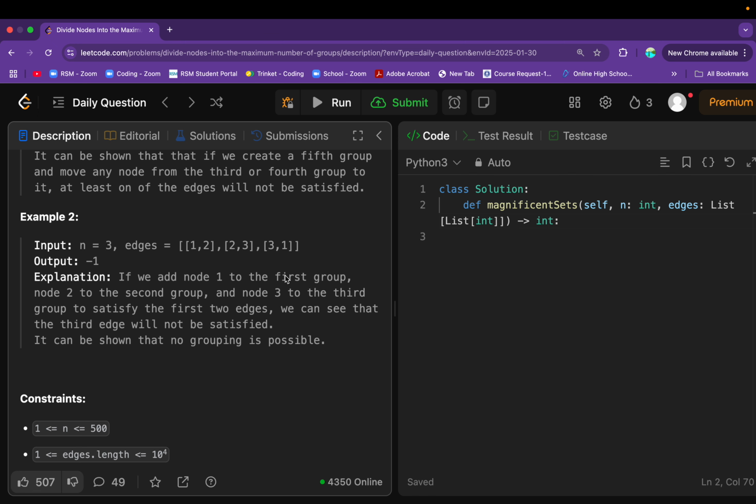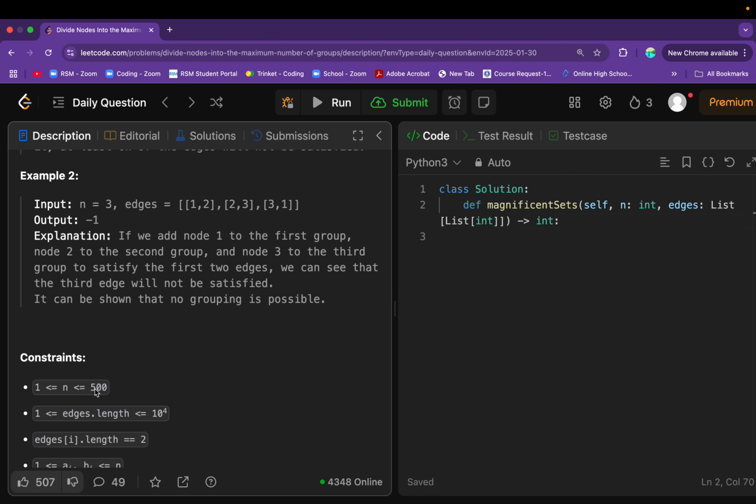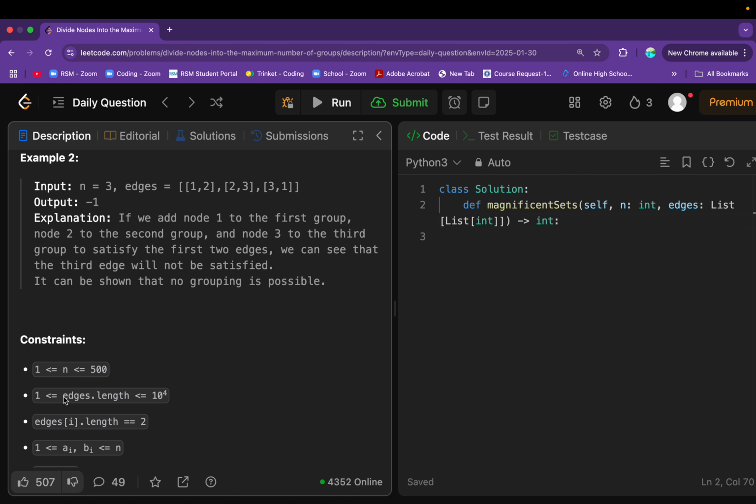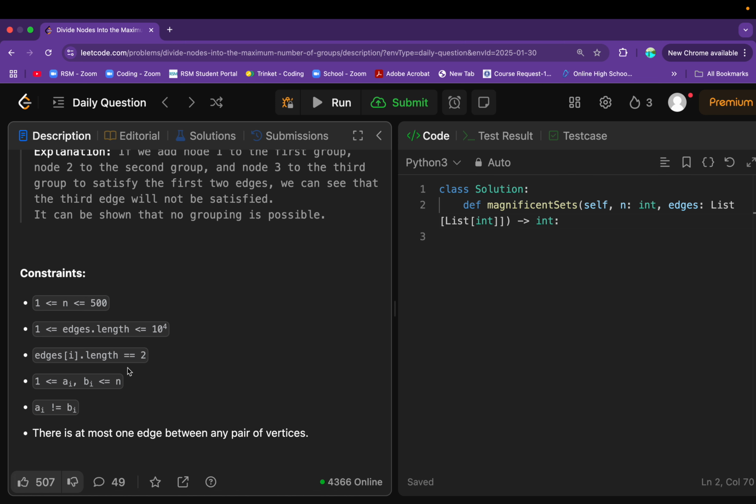So for the constraints here, we see that n, or the number of nodes we have, is going to be within 500, a relatively small input for Leetcode problems in general. The length of our input array edges is going to be within 10 to the 4th power and at least 1, meaning this is the range of the number of edges we'll have. Edges at index i is always going to have a length of 2 because we only have 2 nodes sharing an edge at one point in the input.